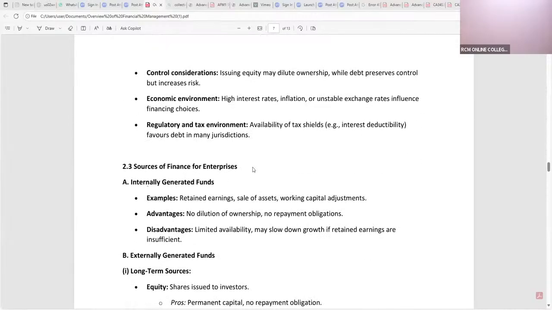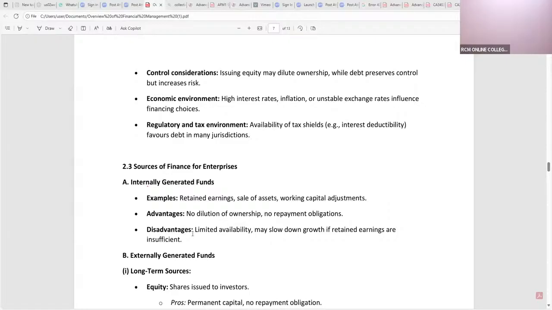Sources of finance for businesses. We have, of course, as a business, you've made profits. We expect you to have retained earnings. So A, internally generated funds. Examples: retained earnings, sale of assets, working capital adjustments. Advantages: if you're using your own internally generated revenue, you'll not be able to dilute ownership. There'll be no repayment obligations because of debt. No dilution of ownership, because remember here, you're not going to invite in new shareholders.